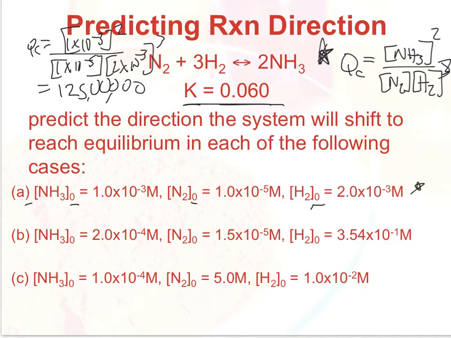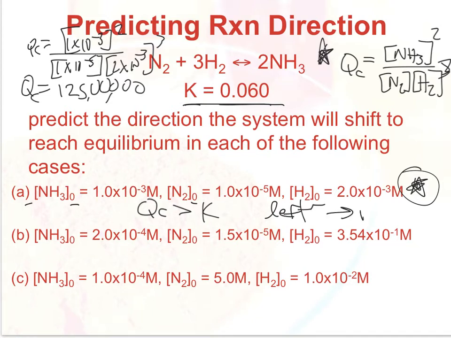Okay, so that's a pretty large Q value, as we can see. So in the case of situation A, Q is much bigger than K. What that means is that the amount of products is too large, and equilibrium has not been established. So in order for this reaction, given the conditions here, to reach equilibrium, you're going to have to shift to the left, or towards your reactants.